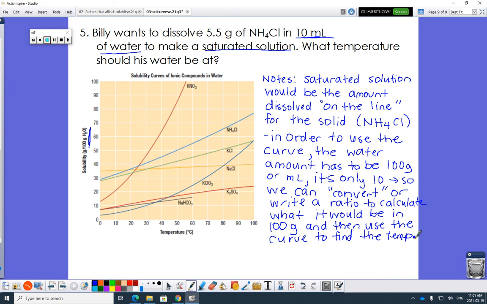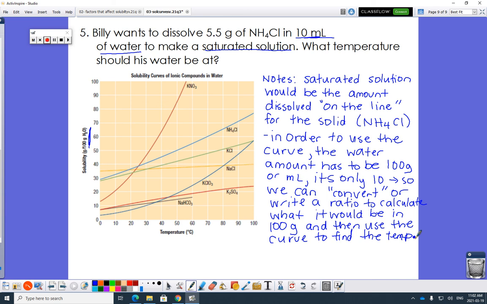Okay, so by definition, a saturated solution would be the amount dissolved on the line, the saturation point, for whatever solid. So our question says NH4Cl. In order to use the curve to find temperature, which is what the question asks for, what temperature should his water be at, then we have to, in order to use the curve, it has to be 100 grams of water, and it's not. The question says 10.